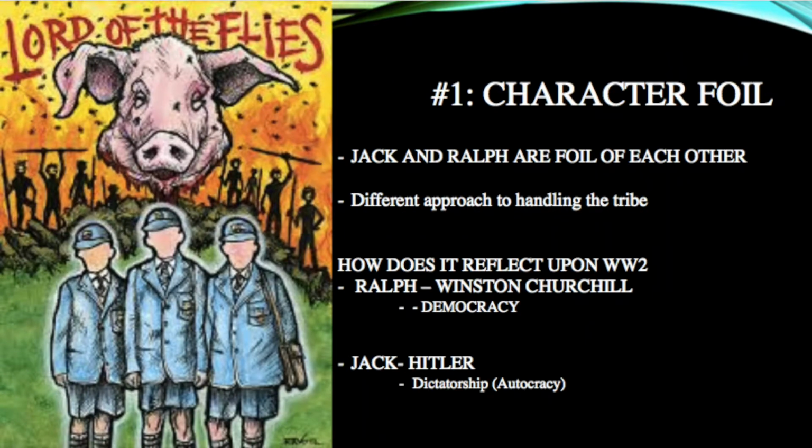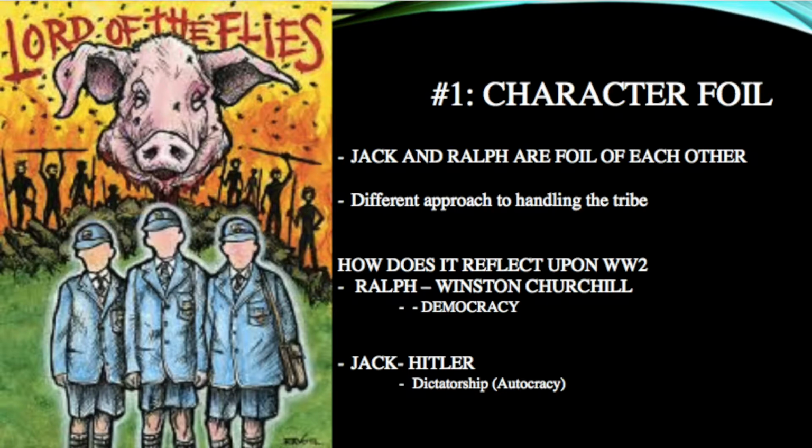Now, how do the innocent schoolboys coming from England, a civilized country, become so violent, abusive, and savage? Why can't they maintain peace and organize a population? First off, Golding creates a setting that shows foils between the characters in the novel, similar to the figures during World War II. This is where the theme of dictatorship versus democracy comes into play. The boys struggle to maintain a civilized relationship due to their different approaches to organizing the tribe.